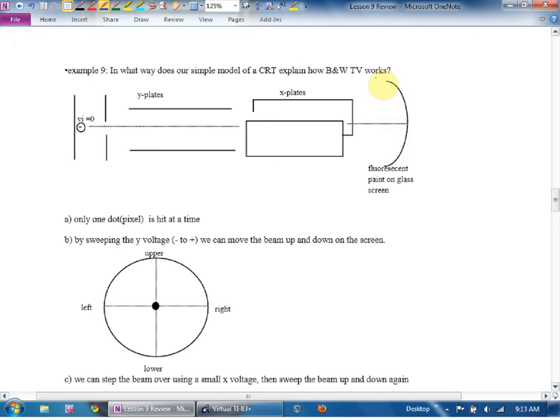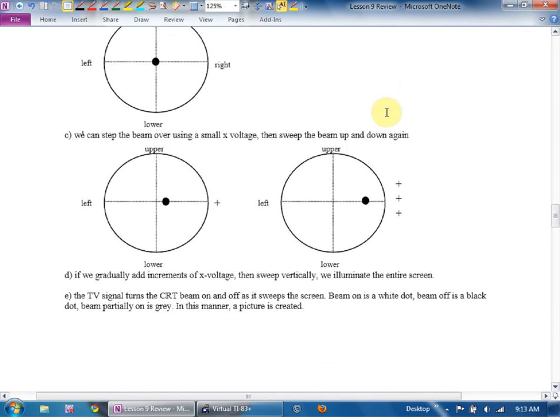If we gradually add increments of horizontal voltage and then sweep vertically, we illuminate the entire screen. The TV screen signal turns the cathode ray beam on and off as it sweeps the screen. Beam on as a white dot, beam off as a black dot, beam partially on as gray. In this manner, a picture is created.